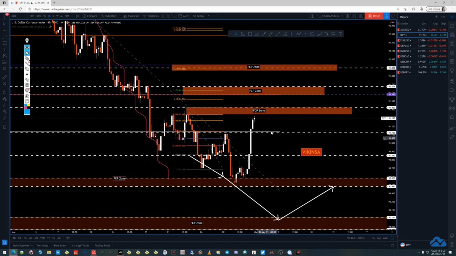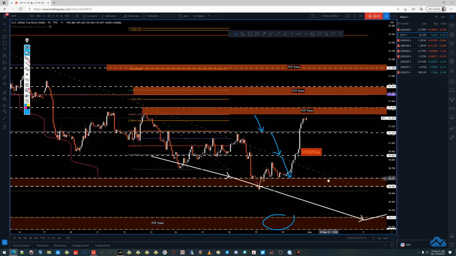So what you should do is plan for the short side as well. So if the market, as I said, is expected to fall into this support, and if that support is broken, the next level is going to be somewhere around here, 90.85, and similarly back into this FCP zone. And if that FCP zone is broken, then we have the lower one. Okay, so this is what we are looking at. Now, there is another thing that we can do.